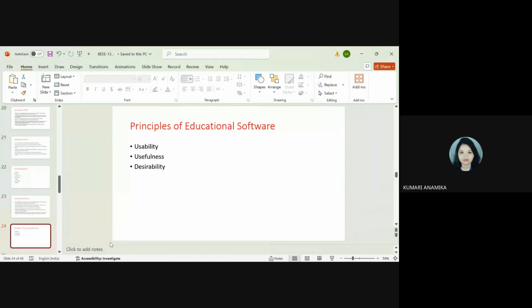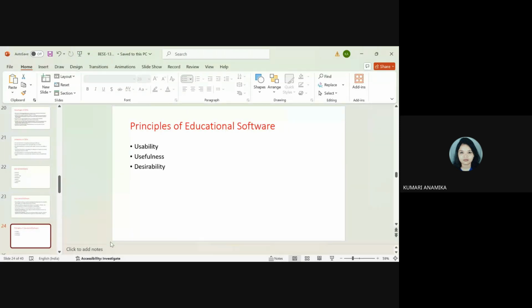The first principle is usability. This is a very important principle, because if you are using any teaching learning material or educational software, definitely it has usability. That's why we are using it. This is the most important principle as it helps us select whether the educational software under consideration is suitable for the intended task, and it also takes care of the effectiveness and efficiency of the software in achieving its intended outcome.